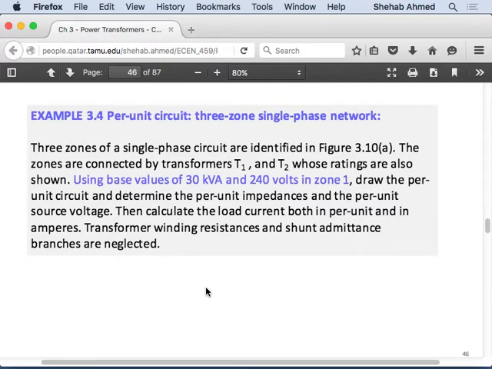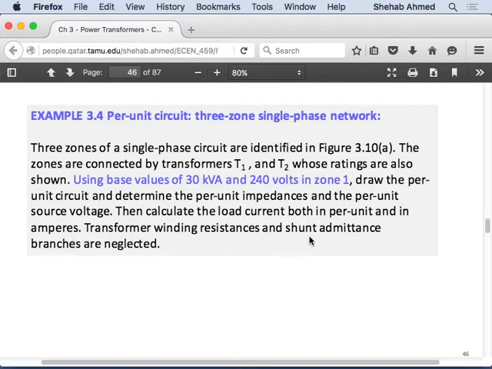Okay, so we have these two transformers, and they're telling us in zone 1, choose 30 kVA and 240 volts as the power base. Does the power base change in the system? When we come to analyze the system and normalize it, the power base is the same. It is the same all over the system. And then they tell you to choose 240 volts in zone 1 as the voltage base. Then they ask you to draw the per unit circuit and determine the per unit impedances and per unit source voltage. Then calculate the load current both in per unit and actual values or amperes.